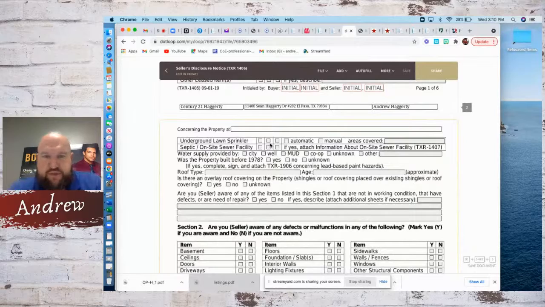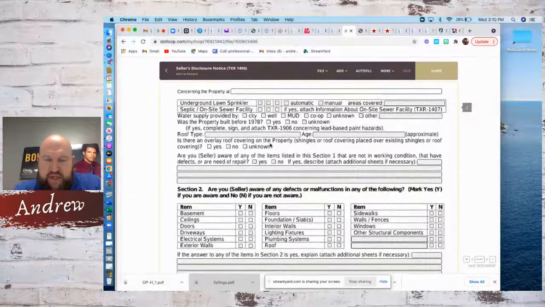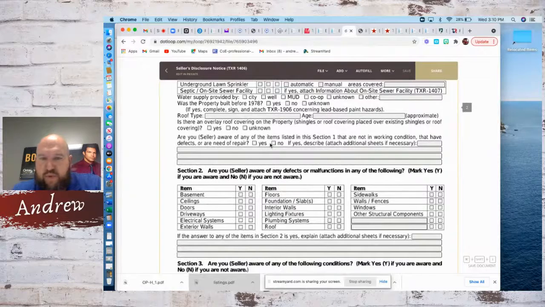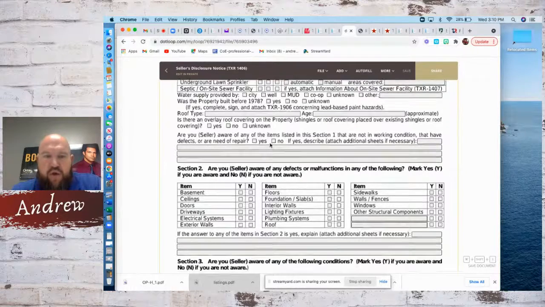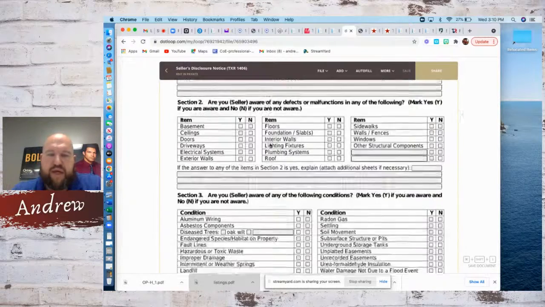Underground lawn sprinklers, sewer systems. All this information is here. As you can see, it's just a lot more in-depth questions, as well as packed tightly in there to give people a little question about how that's working and how it's going to play out. Are you aware of any items listed in section 1 that are not in working condition? Are you aware of any defects or malfunctions in any of the following? So all of those are there again: basements, ceilings, doors, driveways, electrical. So it's there. It's just given in a different light.